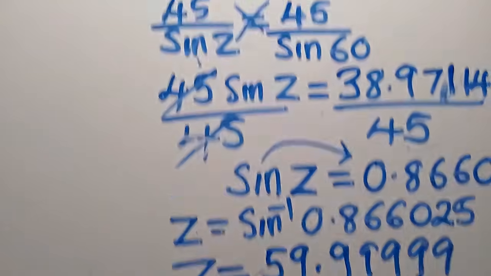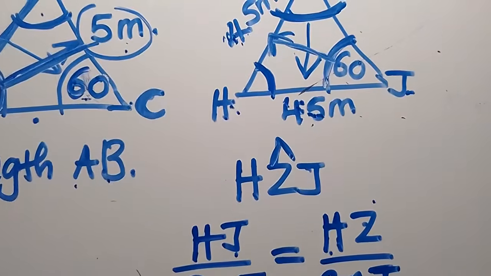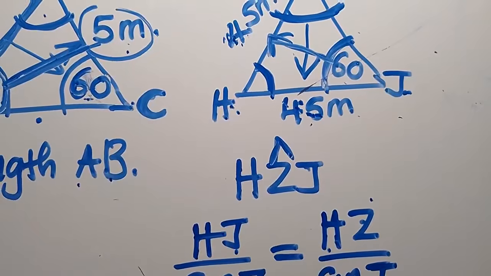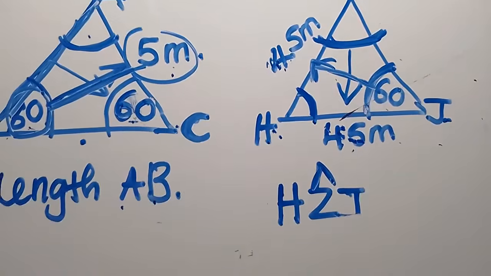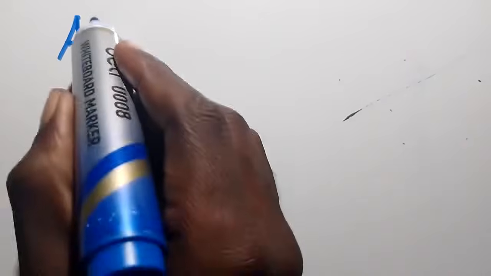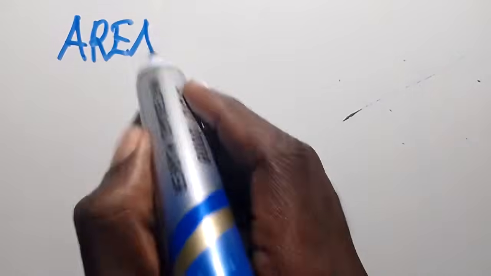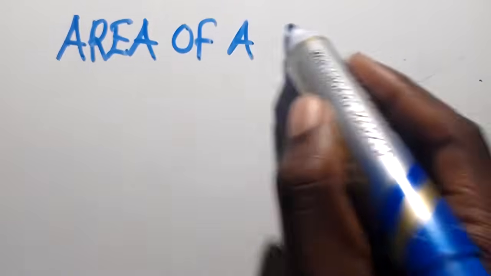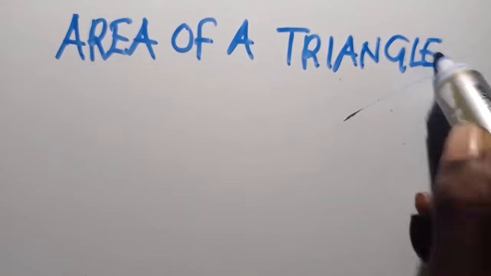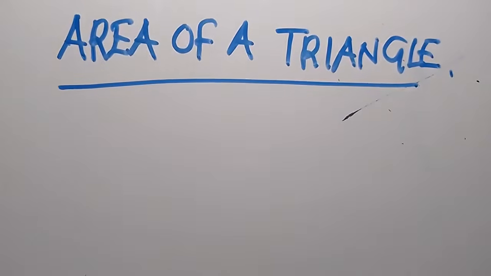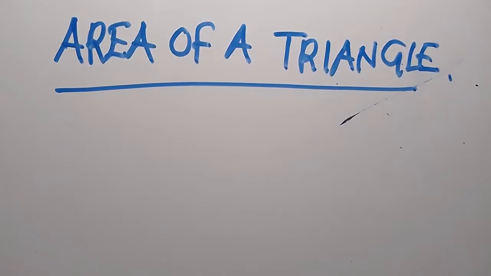So now we move to the other part, which is the area of a triangle. These are questions that you've solved. Hope you are able to get one or two things. So we move to the area of a triangle. How can you find the area of a triangle? This is very simple. You are going to understand it.